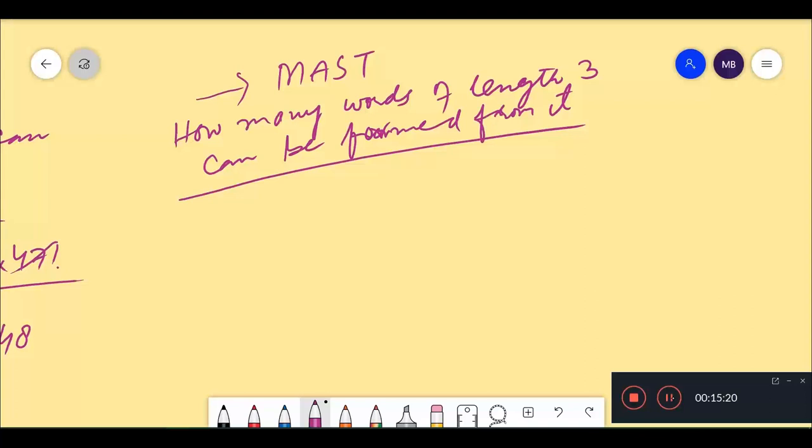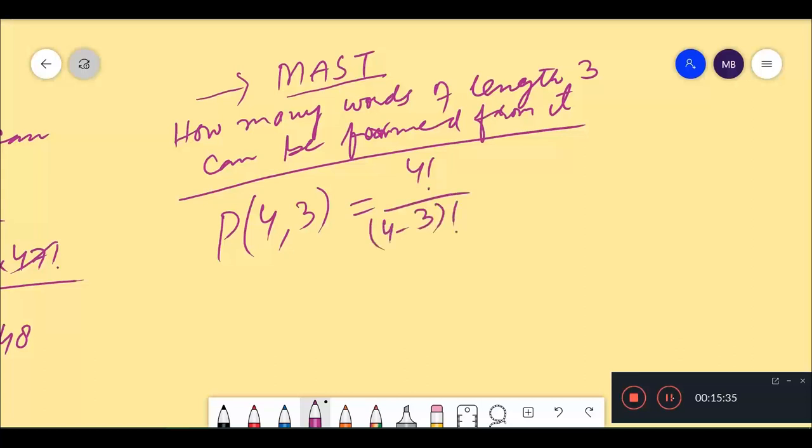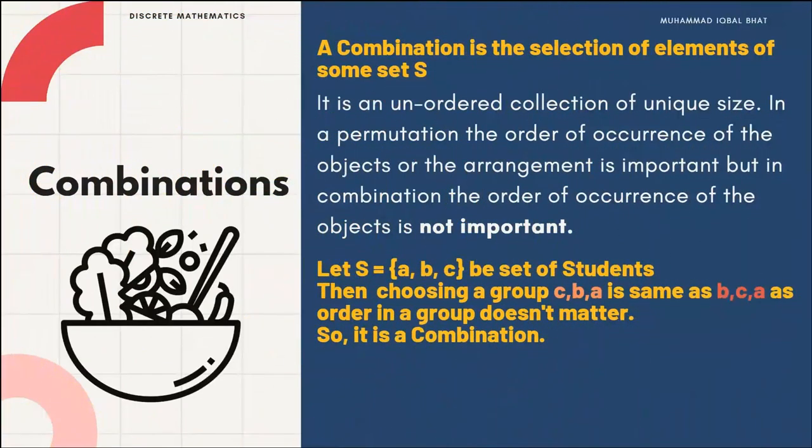So here this is the problem of P. We have total 4 characters, 4, and we want to take 3 at a time. So it is equivalent to 4 factorial divided by 4 minus 3 factorial, which is equal to 4 factorial divided by 1 factorial, which is equal to 4 factorial, and 4 factorial is equivalent to 24, that is 4 into 3 into 2 into 1. So these are some of the examples of permutations. Hope you got the concept. So this was regarding permutations.